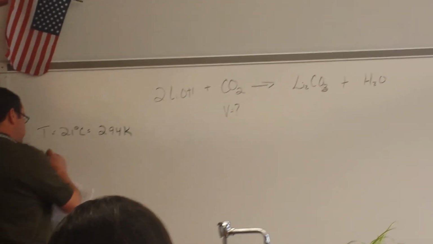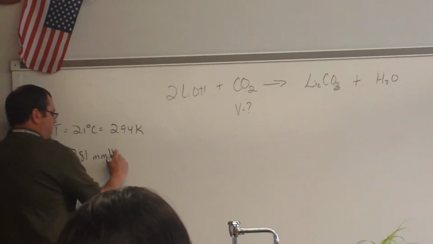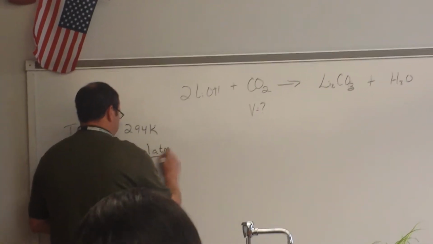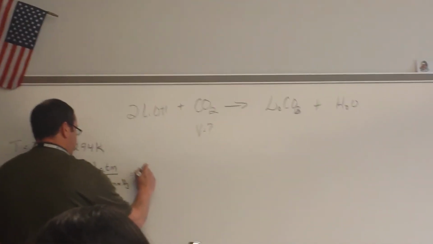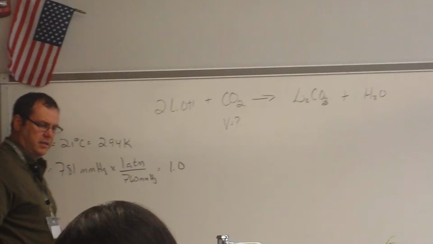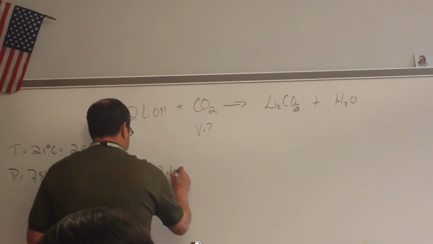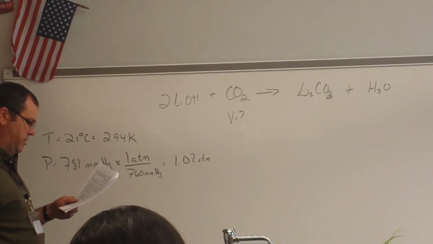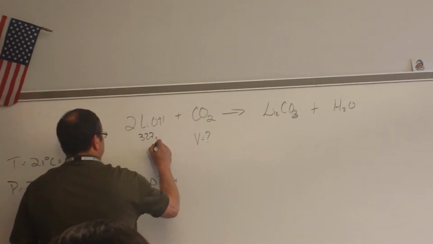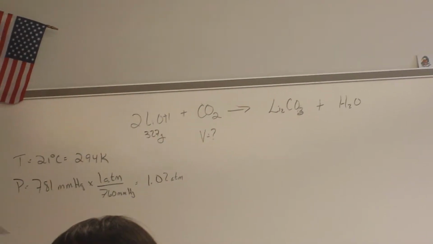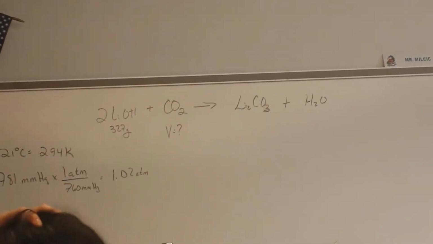781 millimeters of mercury. Well, we don't like millimeters, so let's convert that. It's about 1.02 atmospheres. And it could be absorbed by 327 grams of lithium hydroxide. But that wasn't very nice. They gave us grams. So what's the first thing you have to do? Convert grams to moles.